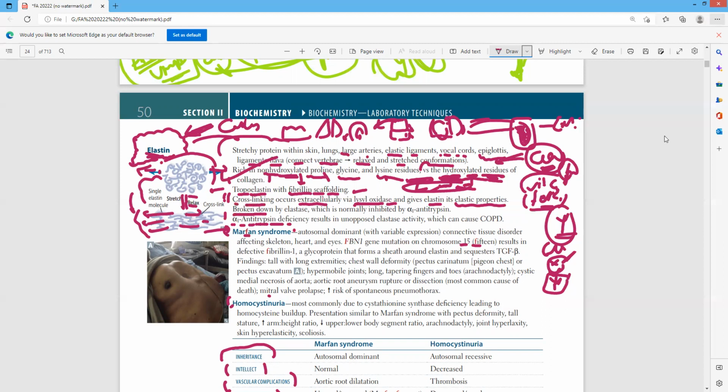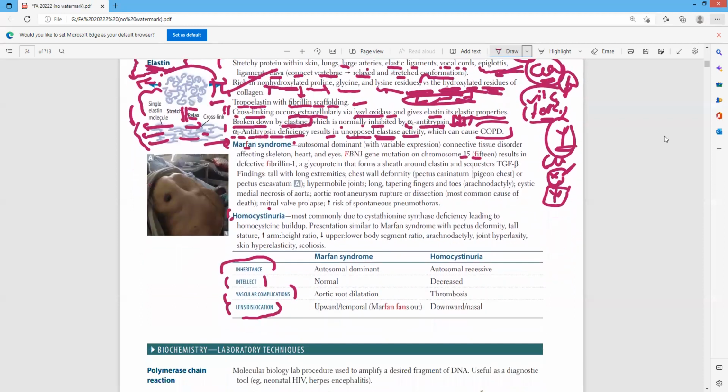It is broken down by elastase, the enzyme used to degrade elastin, which is normally inhibited by alpha-1 antitrypsin. So if you have a decrease in alpha-1 antitrypsin, what's called alpha-1 antitrypsin deficiency, you will not be able to inhibit elastase. And when you cannot inhibit elastase, elastase will work on elastin and degrade it beyond the normal physiology. So alpha-1 antitrypsin deficiency results in unopposed elastase activity, which can cause COPD, or chronic obstructive pulmonary disease.